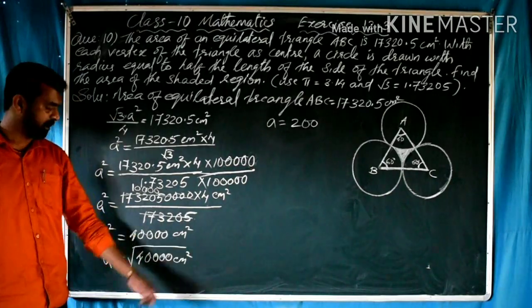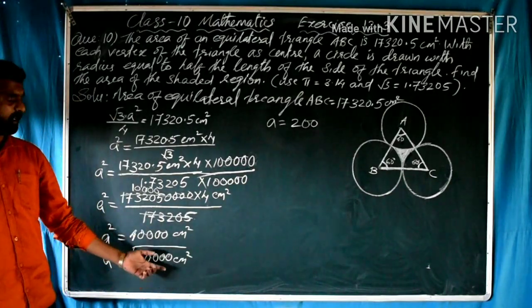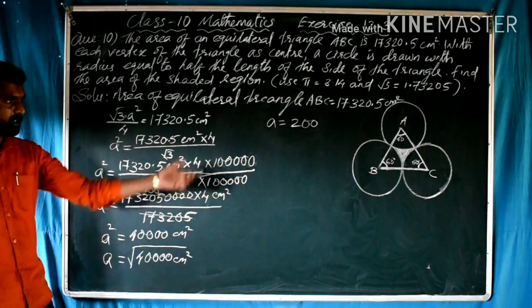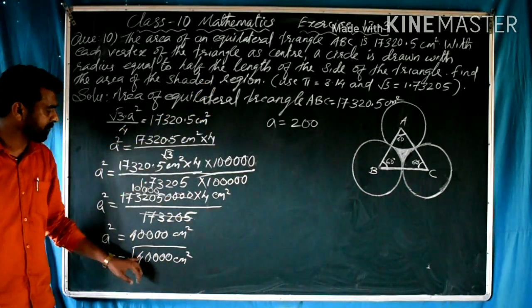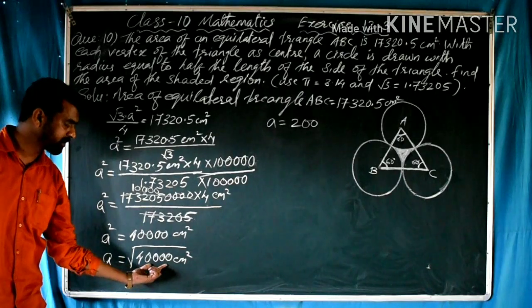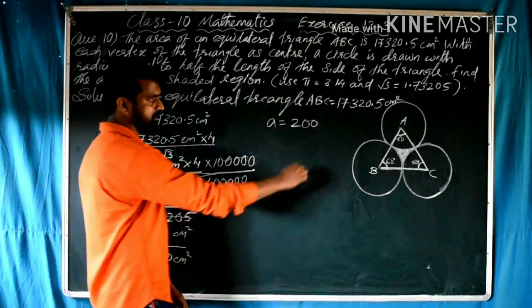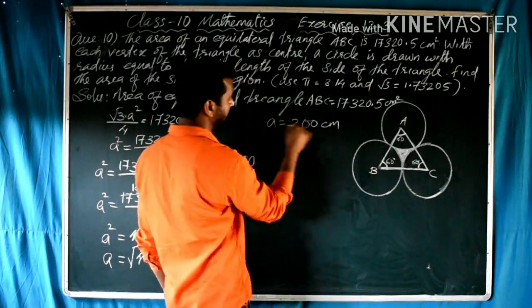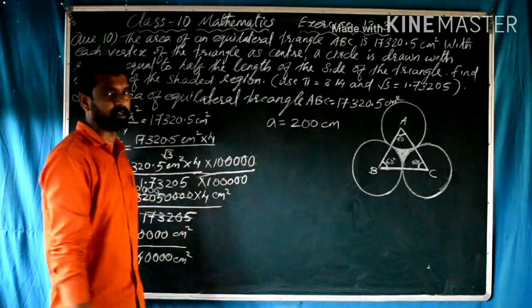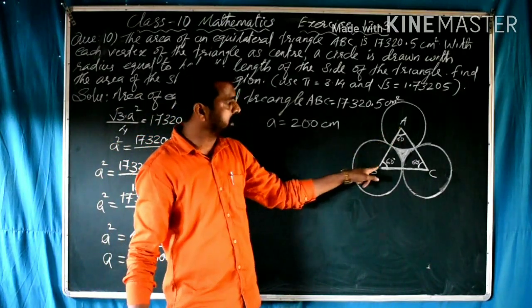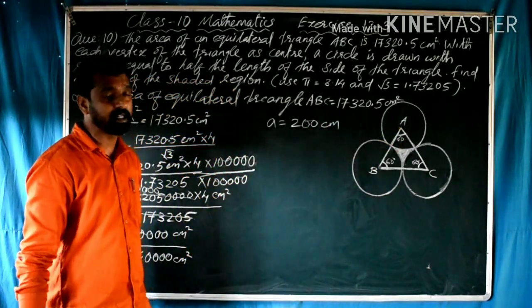We have studied earlier how to find the square root of a number. Either you factorize it or we can use the long division method. But this is the easy method. Square root of 4 is equal to 2, and here 4 zeros are there, so in the answer 2 zeros will come. Square root of centimeter square will come centimeter. So A is equal to 200 centimeter. That means the side of the equilateral triangle is equal to 200 centimeter.